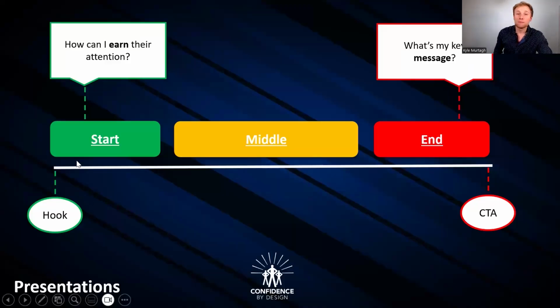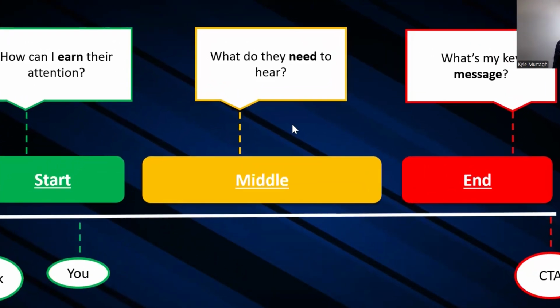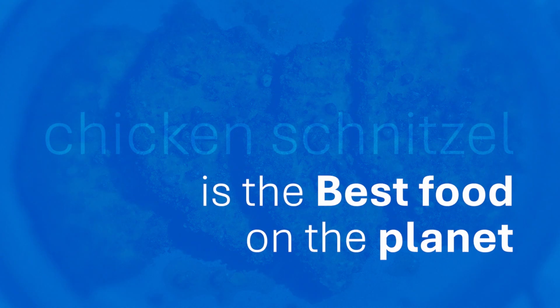Now that I have my hook, I can now focus on the middle. What am I going to say in the middle? What am I going to say between the start and the end? Well, a great question to ask yourself here is this one: what do they need to hear? In other words, in order to believe your key message, in my case, that the schnitzel is the best food in the world, what do the audience need to hear to believe that?